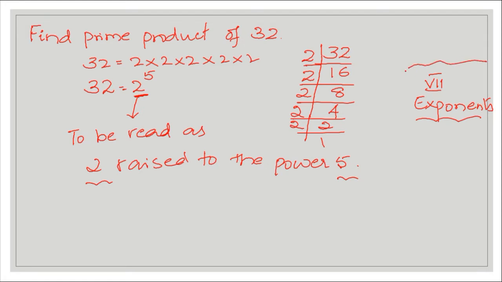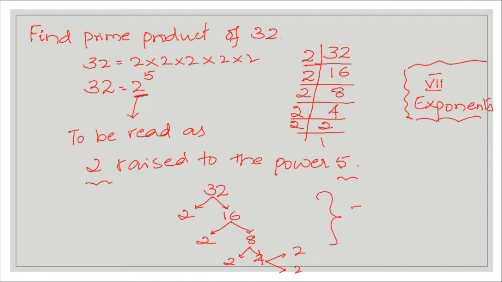If you can remember, in yesterday's session I had told you another way of representing the factorization. 32 is written as 2 multiplied to 16, then 16 is written as 2 multiplied to 8, 8 is written as 2 multiplied to 4, and the 4 is written as 2 multiplied to 2. This particular way of writing is a tree diagram for factorization, and 2 into 2 into 2 into 2 into 2, 2 multiplied 5 times is the prime product.